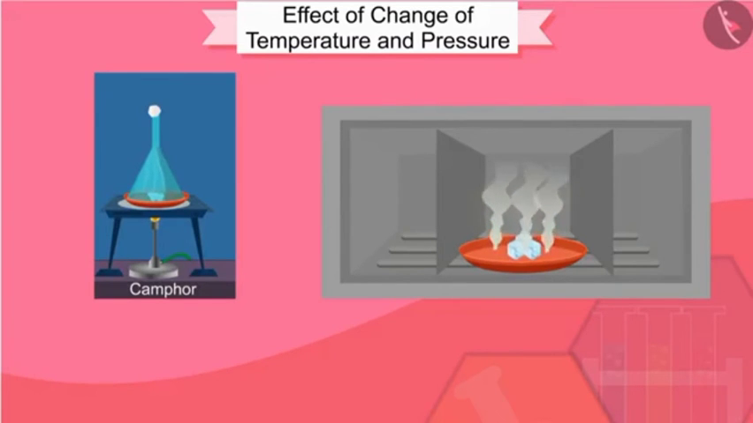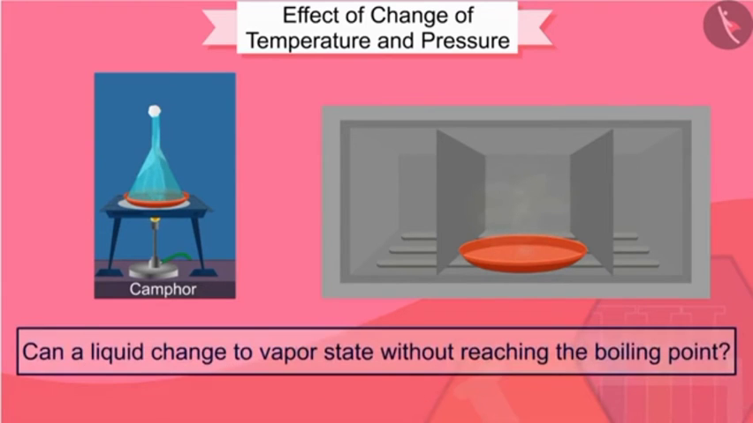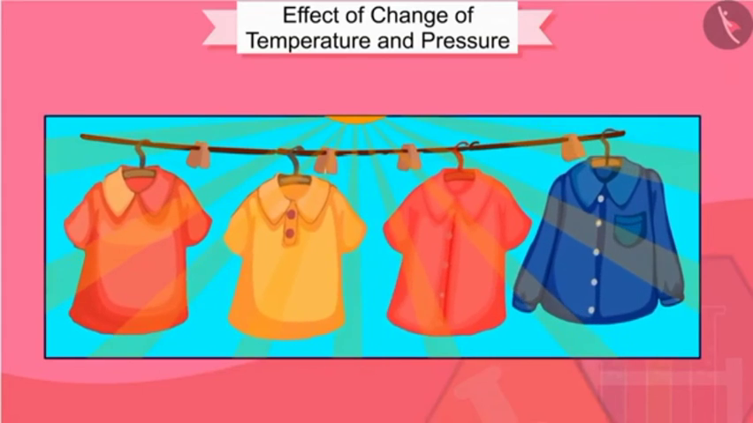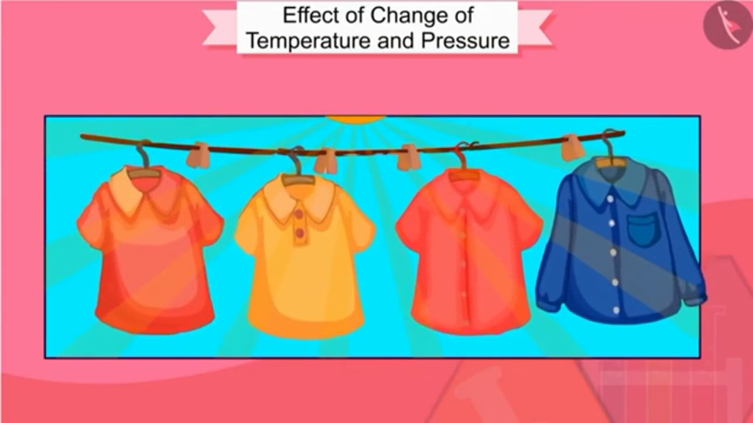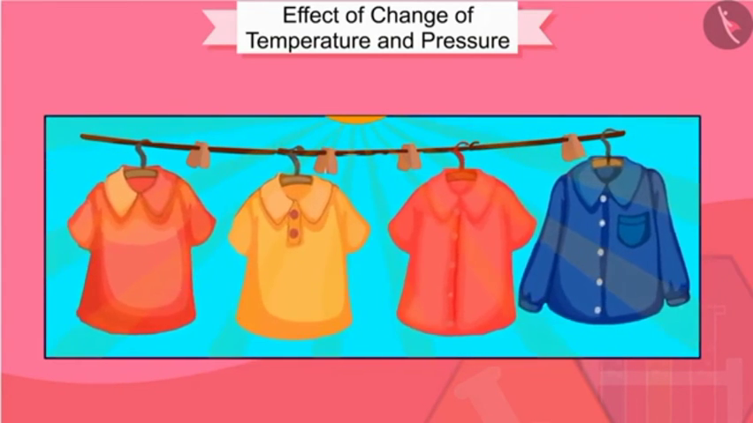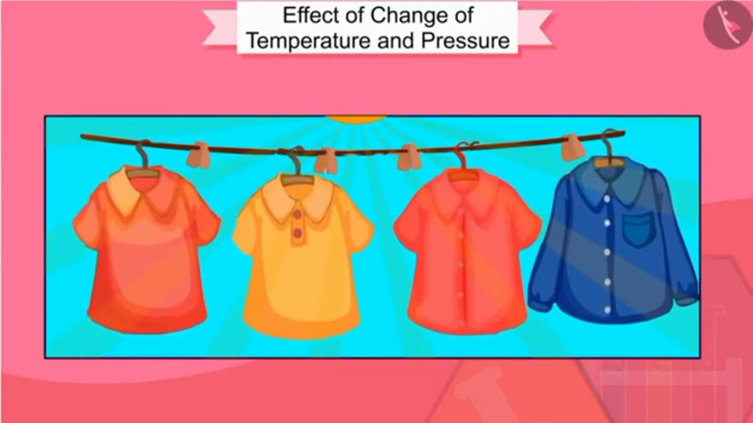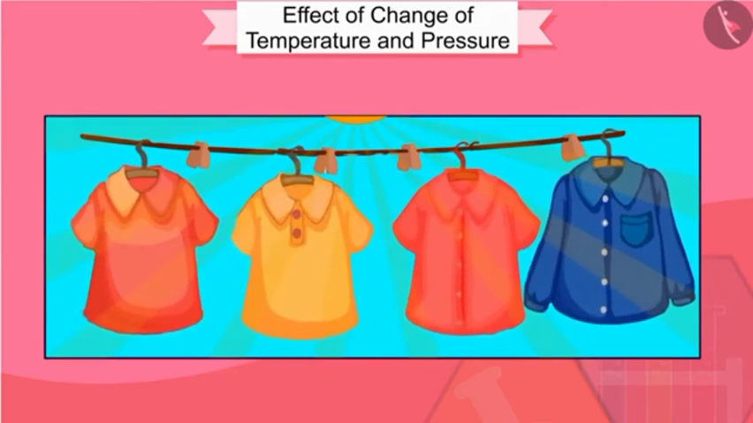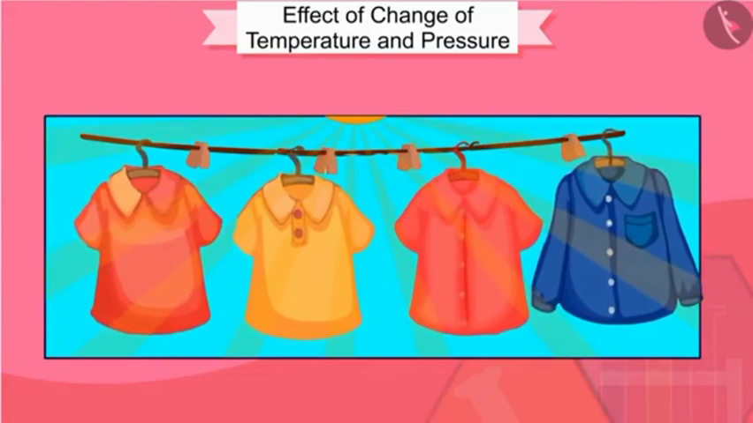Is it necessary to always heat or change pressure to change the state of matter? Can a liquid change to vapor state without reaching the boiling point? Let us understand this with an example. When we dry clothes, the water in them slowly converts into vapor. How does this happen? What happens to water in such a situation?